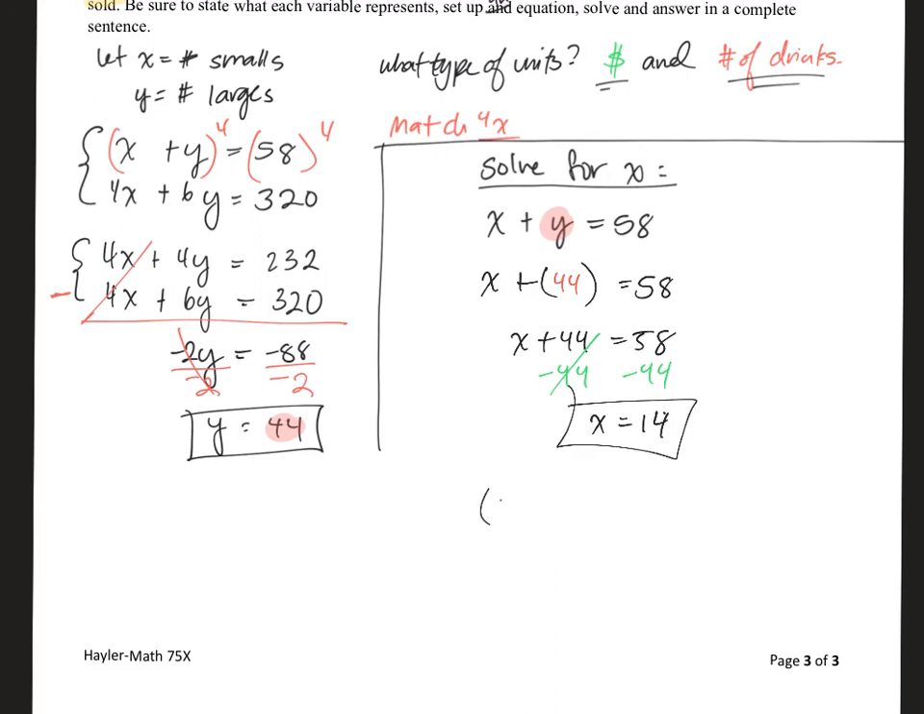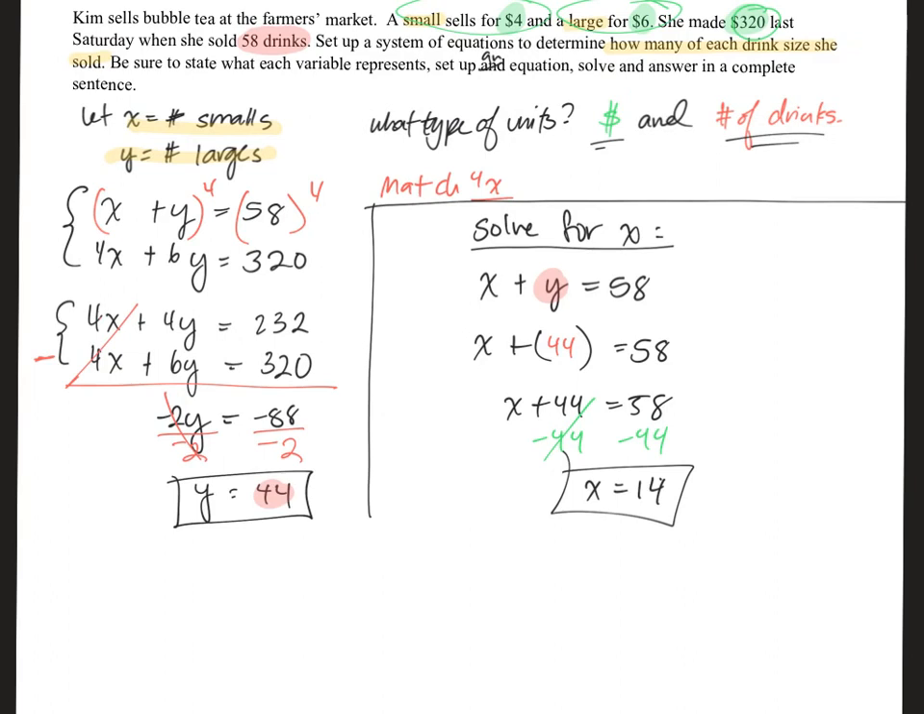But remember, we're not going to answer in a coordinate point set. Why not? Well, because this is a word problem. We have to answer in a sentence. So what did our variables stand for again? x was the number of small drinks we sold, and y was the number of large drinks we sold. So my answer is going to be: Kim sold 14 small drinks and 44 large drinks. Period. And there we go.